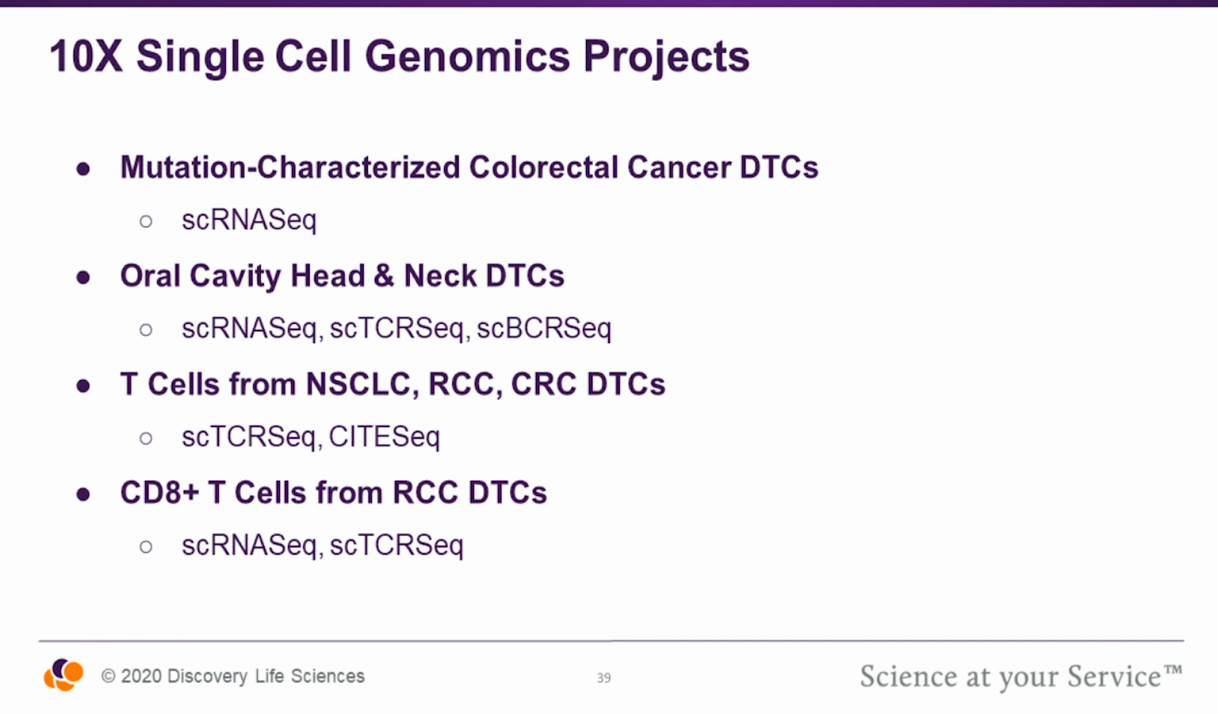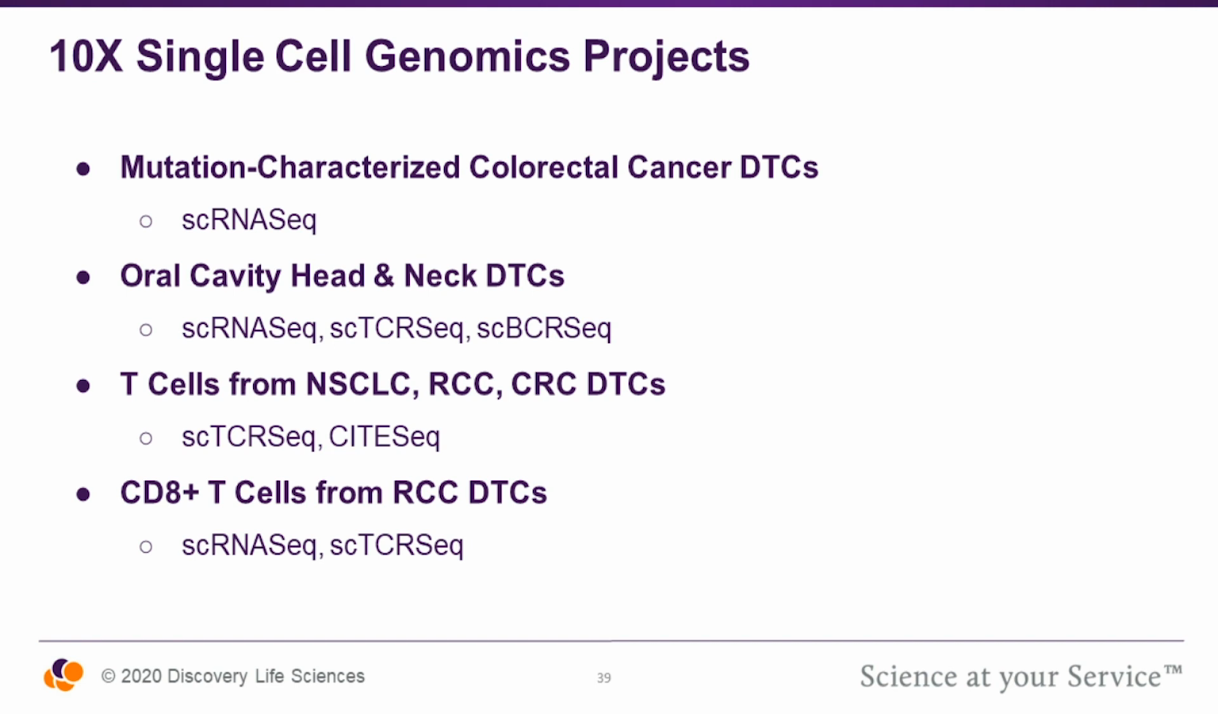An example of some of the projects that we have currently running or have completed using dissociated tissues includes a large-scale study on mutation-characterized colorectal cancer samples. These were characterized for KRAS, NRAS, BRAF mutations, as well as MSI status. All of these samples were purified and the entire tumor microenvironment was loaded and analyzed by single-cell RNA-seq. Additionally, we have been focusing on head and neck cancer samples, specifically from the oral cavity, and performing both single-cell RNA-seq as well as TCR and BCR repertoire analysis.